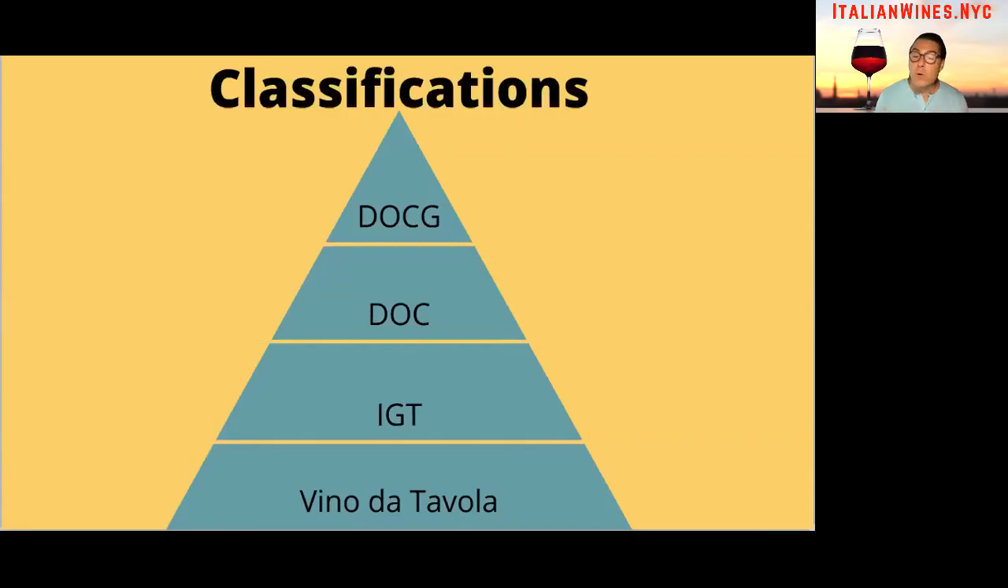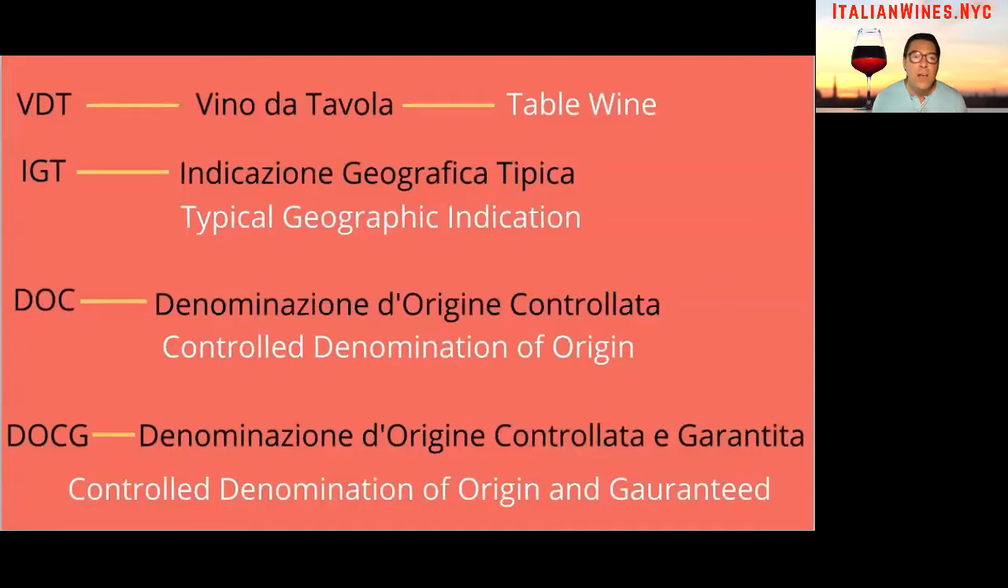Each level of the pyramid has actually a unique set of regulations that wineries must adhere to if they want their wines classified a certain way. So what we're going to do here is we've got the vino da tavola, we have the IGT, the DOC, and the DOCG. Let's translate those for a second to get a little bit more clarification.